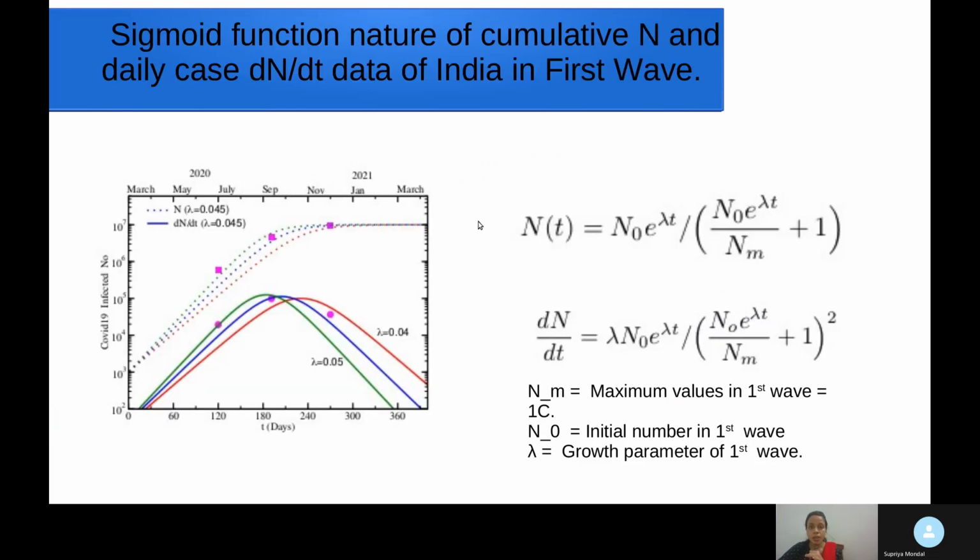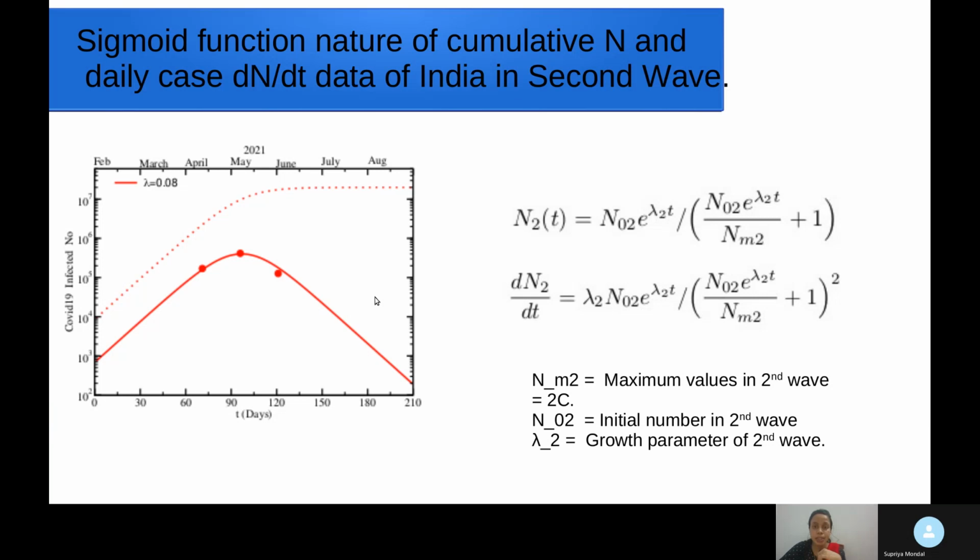So we took these two functions to plot our data in the first wave, for the daily cases and the cumulative cases. Here N of t, the sigmoid function, and its derivative represent the daily cases in the first wave. In the first wave, the maximum value reached approximately 1 crore in India.